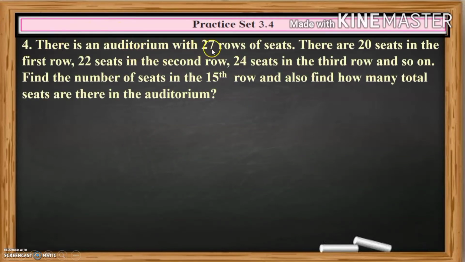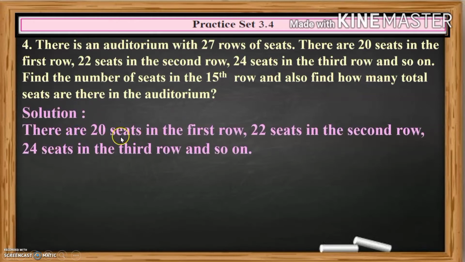There is an auditorium with 27 rows of seats. There are 20 seats in the first row, 22 seats in the second row, 24 seats in the third row and so on. Find the number of seats in the 15th row and also find how many seats are there in the auditorium. So again we start.